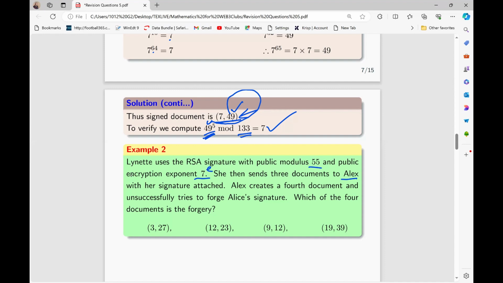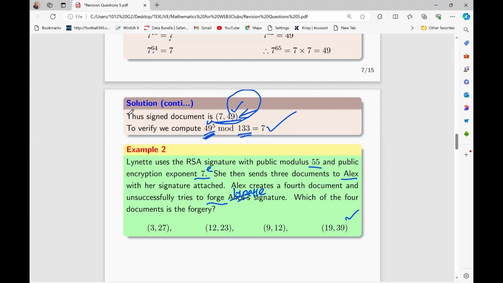Alex creates a 4th document to unsuccessfully try and forge. These are possibly Lynette's signature, so he tries to forge Lynette's signature. So the question is, which of these 4 is the forgery? We have documents 1, 2, 3, 4. Lynette had sent 3, and Alex has tried to forge 1.